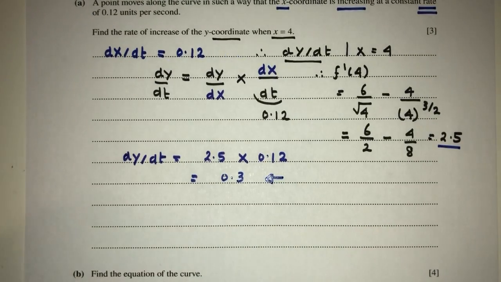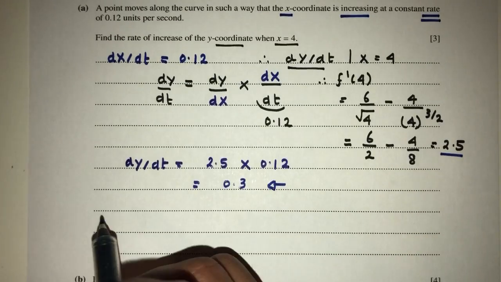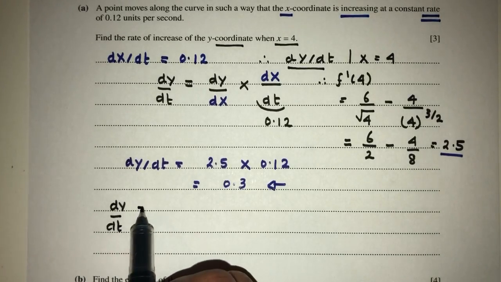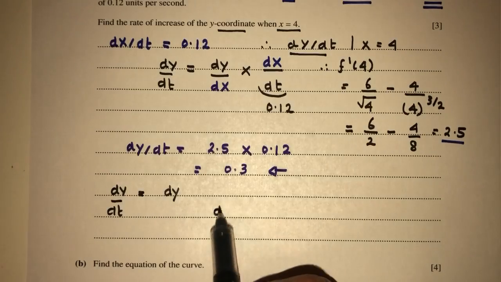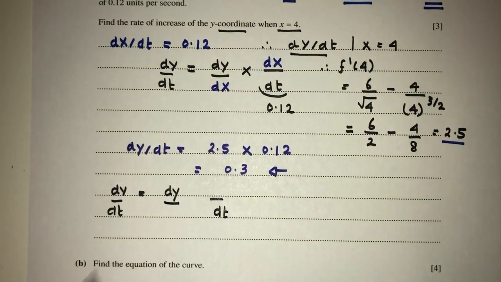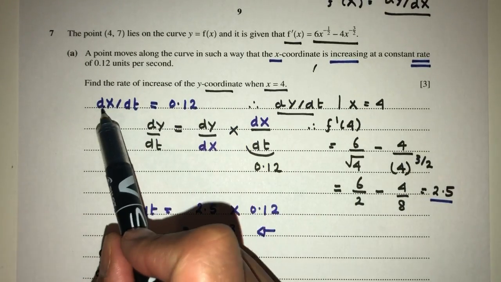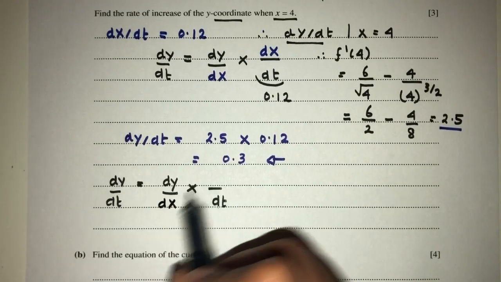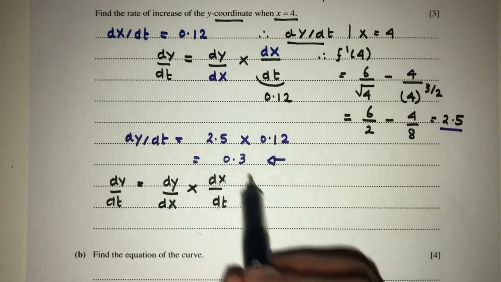So let's double check just to confirm. We have to find the rate of increase of y, so we have to find dy by dt. Now in this equation, as you can see, we have dy on top and dt at the bottom. So how are they connected? When you look at the equation and the values given to you, we have x here, and we have dx by dt given to you. So you can confirm that it is connected by dx and dx. So we know this is given by this value.